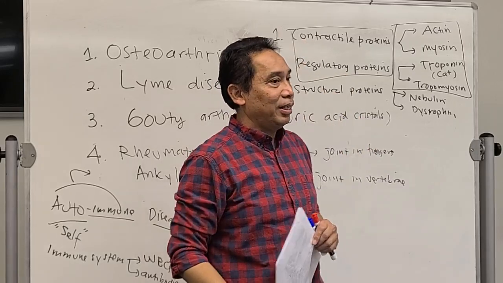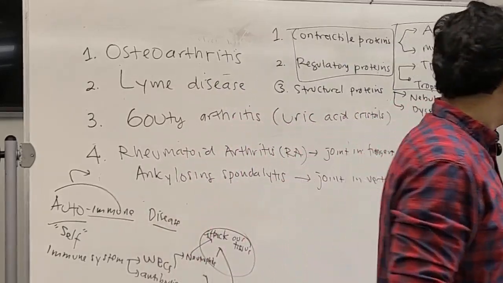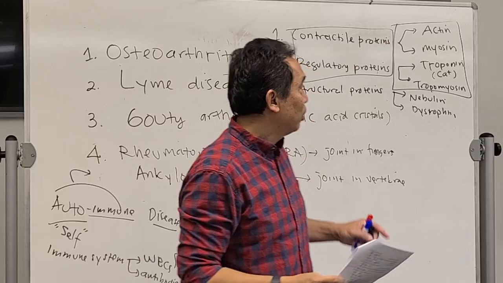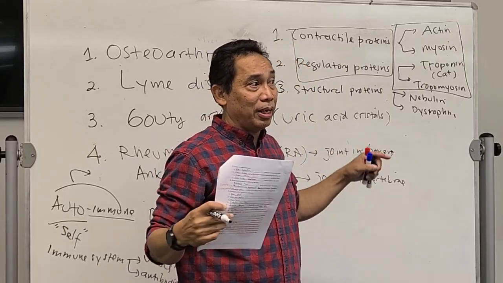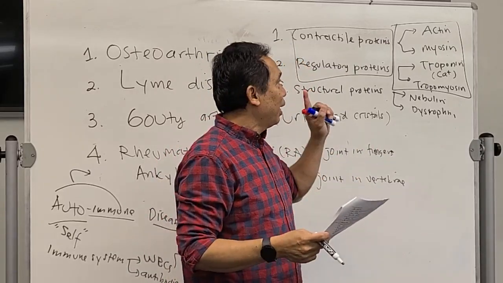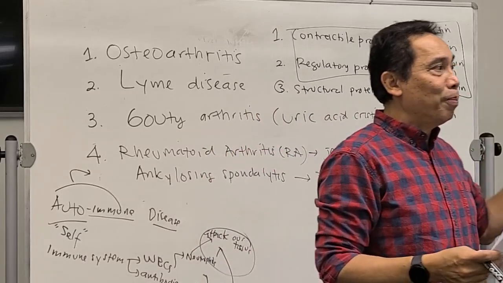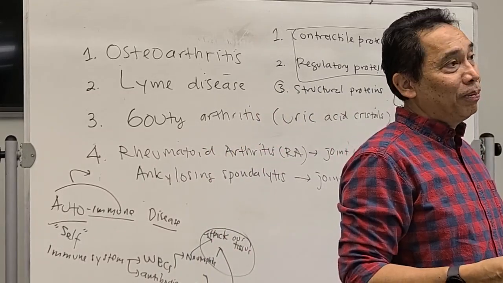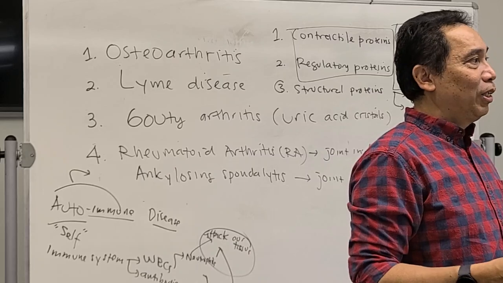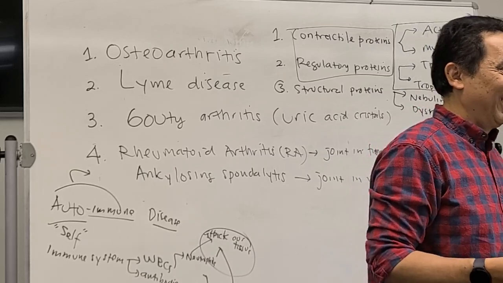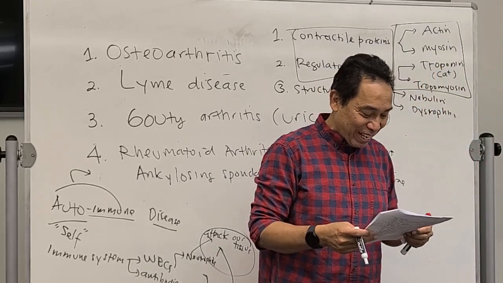These are the ones that cause the contraction, which are actin, myosin, troponin, and tropomyosin. If you know them, you know their function, you will be happy during the exam. Okay.